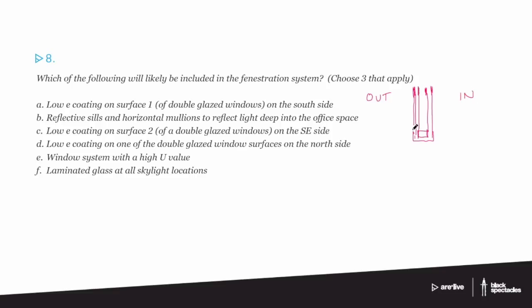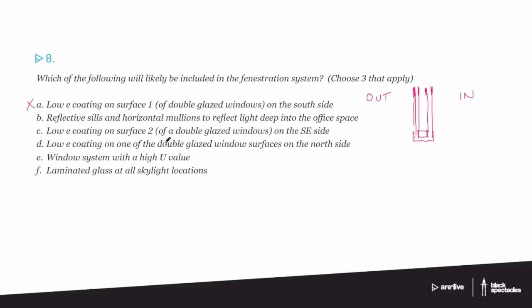Well, low E coatings are like plastic sheeting, and you wouldn't want to put them on the outside because they get damaged if you had hail or a branch rubbing up against it or somebody scratching it or something. You'd actually see it and it would start to mess up and it would become a problem. So it's not going to be on surface 1 on the south side.